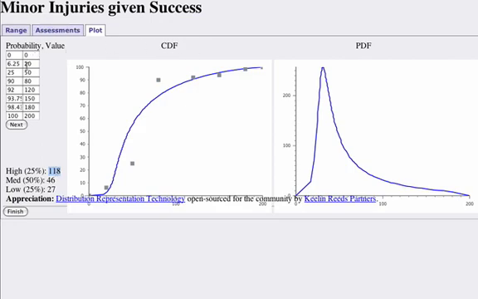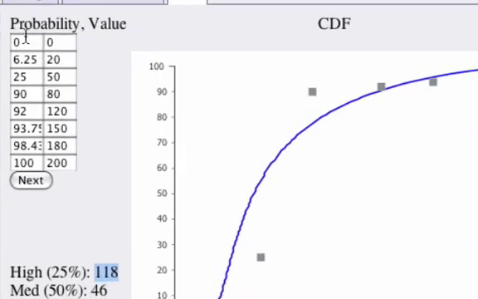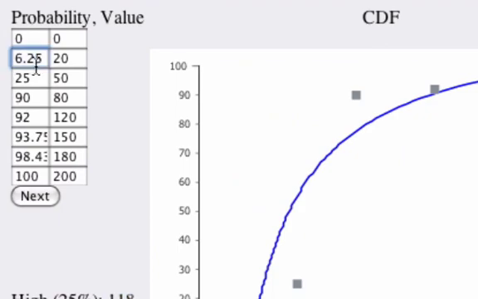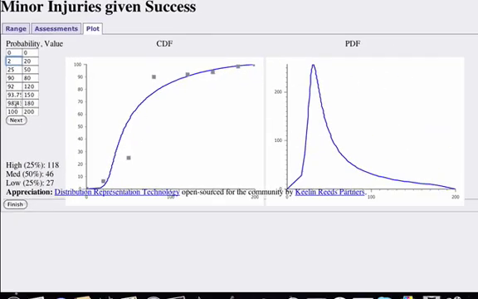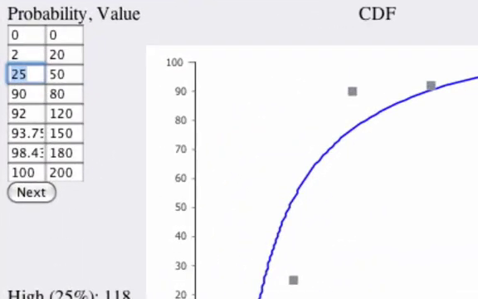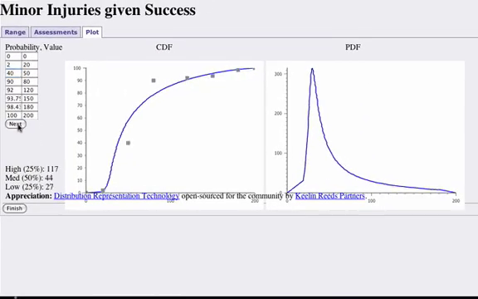And what about below 20? Is it really a 6.25% chance below 20? No, I think we're going to at least see about 20. So maybe I'll make this more of a 2% chance. See what that does. Makes it steeper. What about below 50? 25% chance. I would say there's more chance, maybe a 40% chance there.